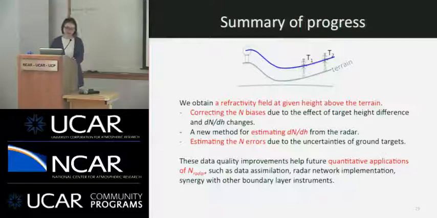quantitative improvements, such as data assimilation, because you need to know the data quality, how good the data is, and give it different weighting. Or radar network implementation, because the problem there is that the radars are at different heights, so you need to adjust for that height problem. Or synergy with other boundary layer instruments, especially since the radar refractivity is a few tens of meters above the ground, which is not what most boundary layer instruments have, such as the water vapor dial radar.